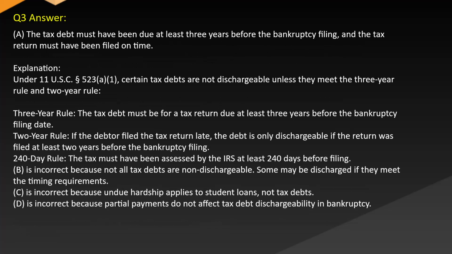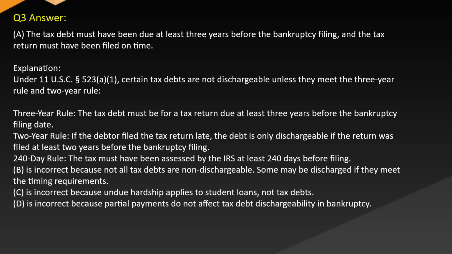Answer A. The tax debt must have been due at least 3 years before the bankruptcy filing, and the tax return must have been filed on time. Explanation. Under 11 U.S.C. § 523(a)(1), certain tax debts are not dischargeable unless they meet the 3-year rule and 2-year rule.